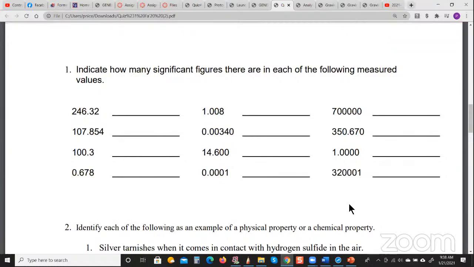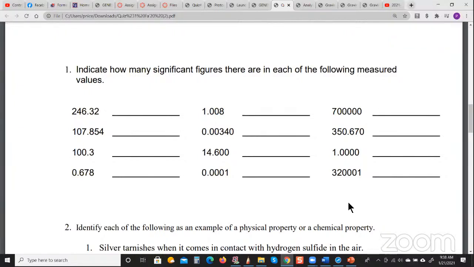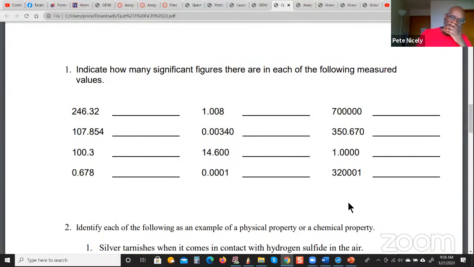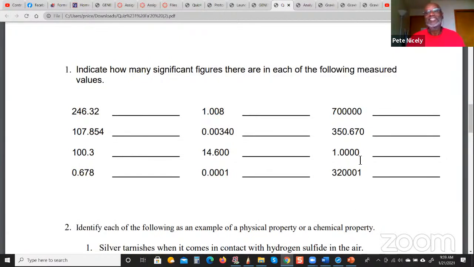What about 1.0000? Is it 1 or 5? You tell me. It's 1, right? No, 5. It is 5. Why is it 5? Because of the decimal. Because you have the zeros at the end of a number and you have a decimal point in that number. So remember, if you have zeros at the end of a number and there's a decimal point anywhere in that number, then those zeros are significant. So there's a total of 5 significant figures in this number.